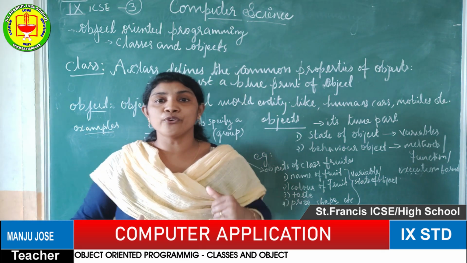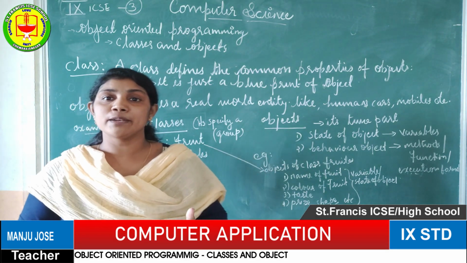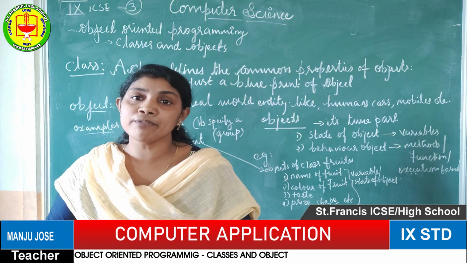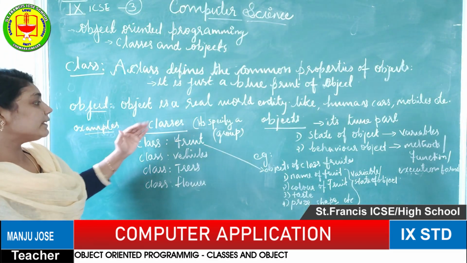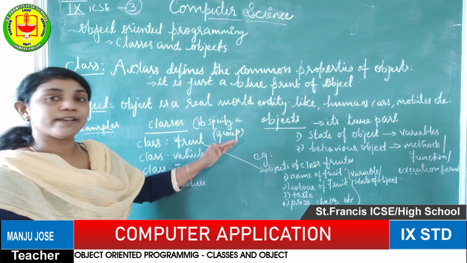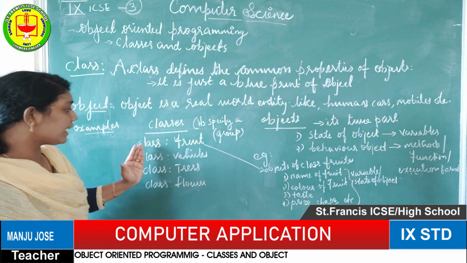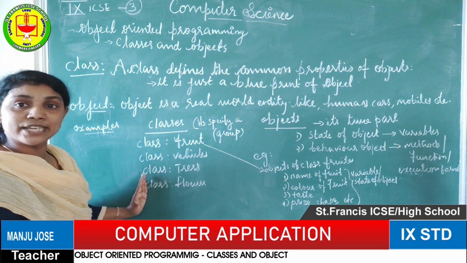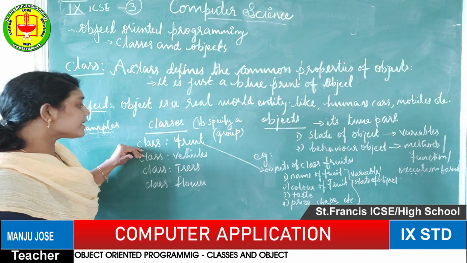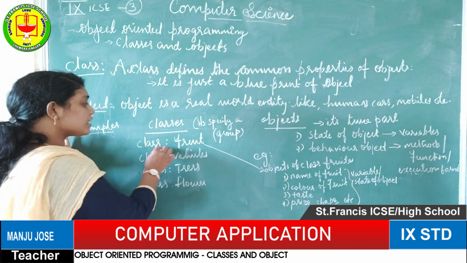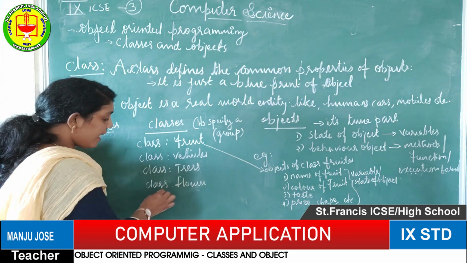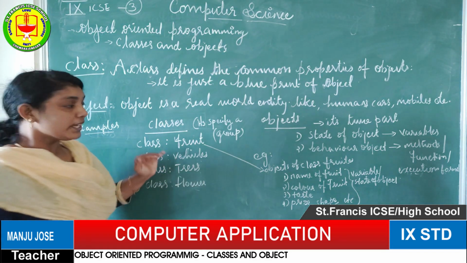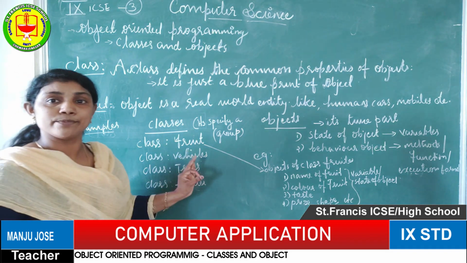The next we can go for the example, how the classes will be working and how the objects will be working. So classes and objects. Here the class specifies a group of objects. So I mentioned 4 classes here on the board. The first class will be fruit. So class fruit, class vehicle, class trees, class flowers. So these all are class names, isn't it?